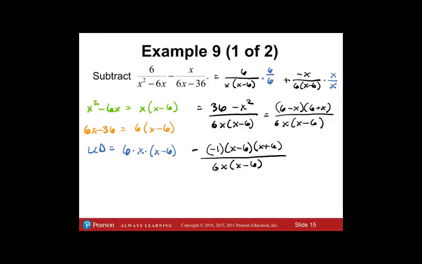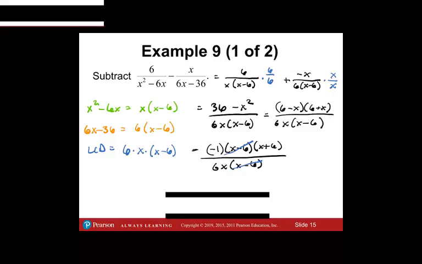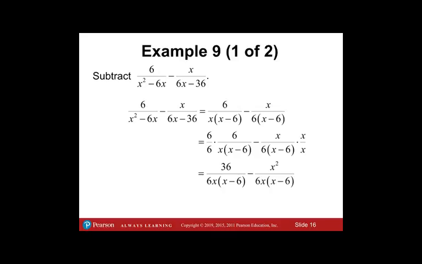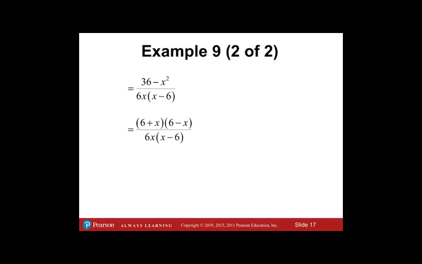So now this cancels this, and we'll finish with negative, I guess we could say negative x plus 6 over 6x. Okay, I'll leave it like this. Yeah, that's the same thing that we got.